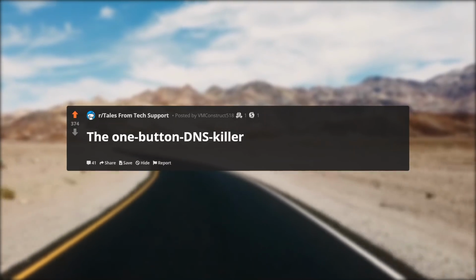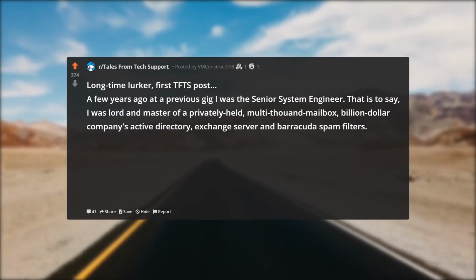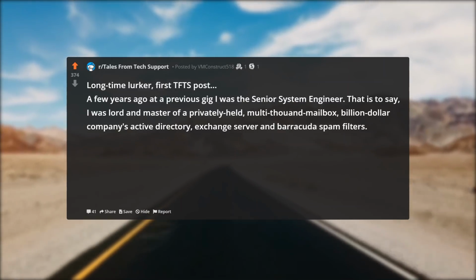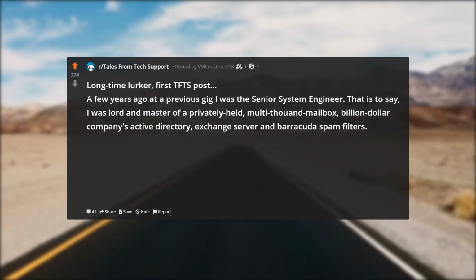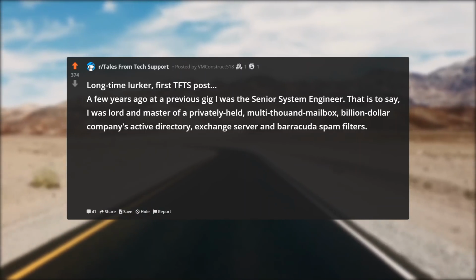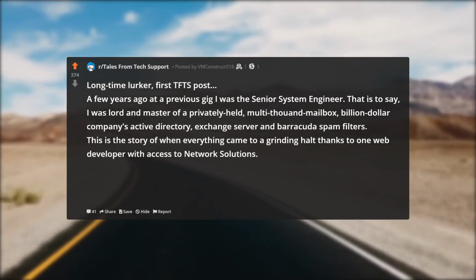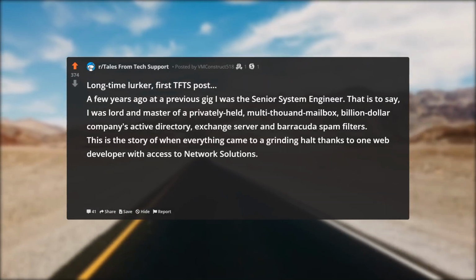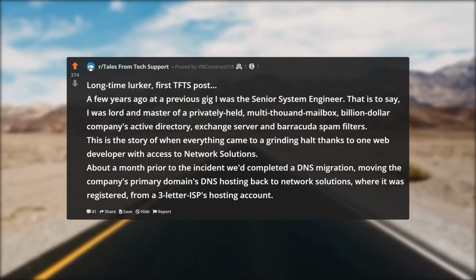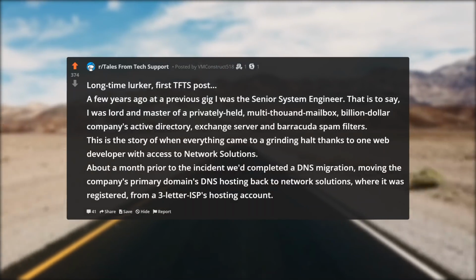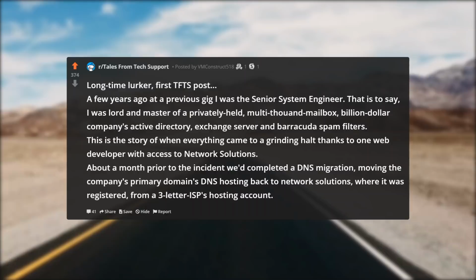The one-button DNS killer. Longtime lurker, first TFTS post. A few years ago at a previous gig I was the senior system engineer. That is to say, I was lord and master of a privately held, multi-thousand mailbox, billion-dollar company's Active Directory, Exchange server and Barracuda spam filters. This is the story of when everything came to a grinding halt thanks to one web developer with access to Network Solutions. About a month prior to the incident, we'd completed a DNS migration, moving the company's primary domain's DNS hosting back to Network Solutions, where it was registered, from a 3-letter ISP's hosting account.